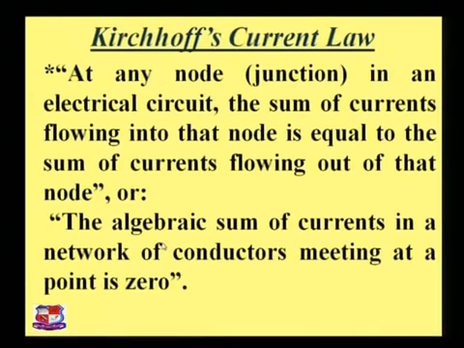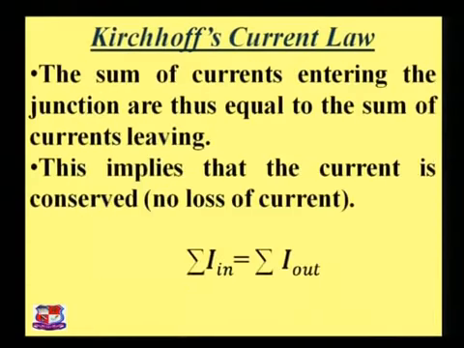At any node or junction in an electrical circuit, the sum of currents flowing into that node is equal to the sum of currents flowing out of that node. Or ultimately we can say that the algebraic sum of the currents in a network of conductors meeting at a node point is 0. See the equation, sigma I in equals sigma I out, that means the input currents are always equal to the output currents with respect to any node.